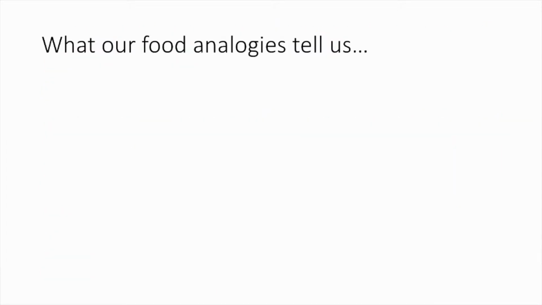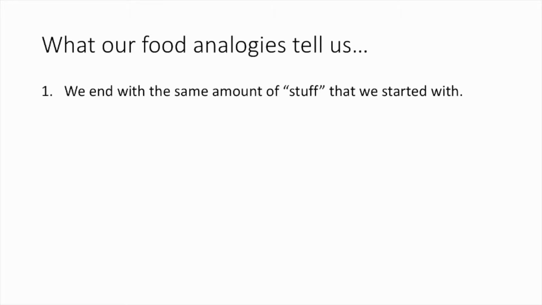So I've used 2 food analogies. Let's think about what these analogies are telling us. First of all, the pancakes told us that we end with the same amount of stuff that we started with. In other words, stuff doesn't disappear. It doesn't magically appear either. We have to have the same amount of stuff that we started with. That stuff may change what it looks like as we go through our reaction, or in this case, the cooking of the pancakes, but it's still pretty much the same amount of stuff.